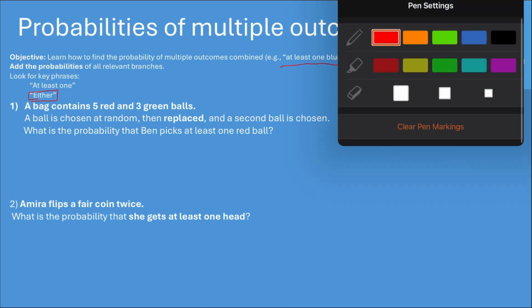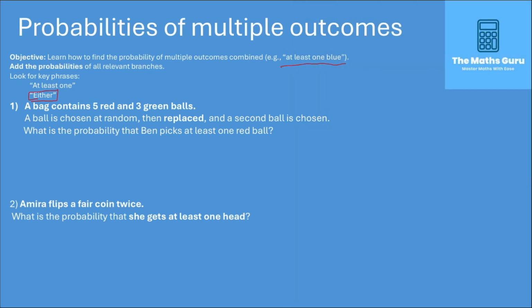So looking at the next question, we have a bag contains 5 red and 3 green. A ball is chosen at random, then replaced, and a second ball is chosen. So what is the probability that Ben picks at least one red ball? Okay, this is a perfect example of what a question could be like in your exam. So we have our first pick and we have our second pick. So we're going to have red and green. So this is going to be 5 over 8. This is going to be 3 over 8.